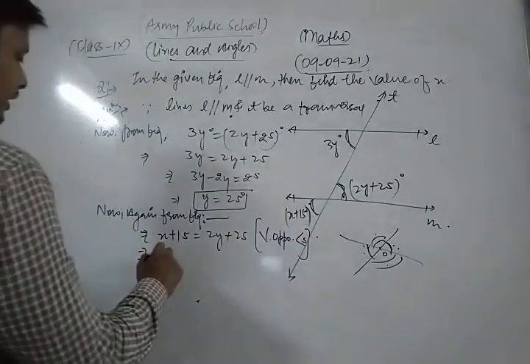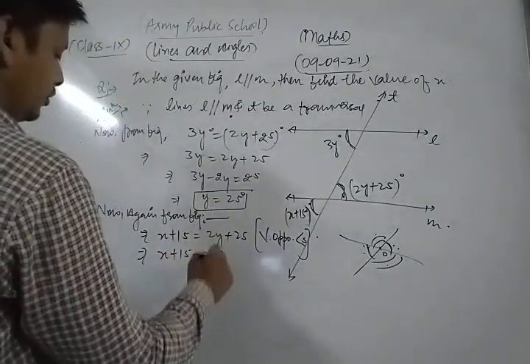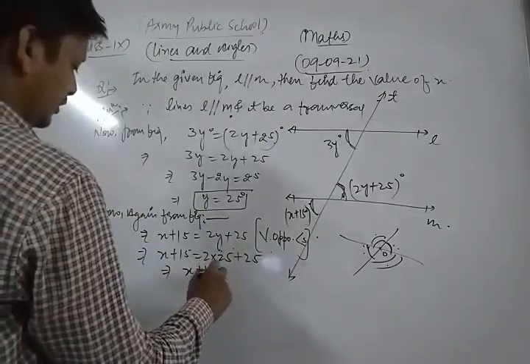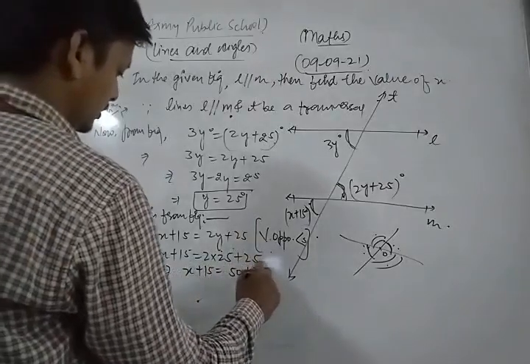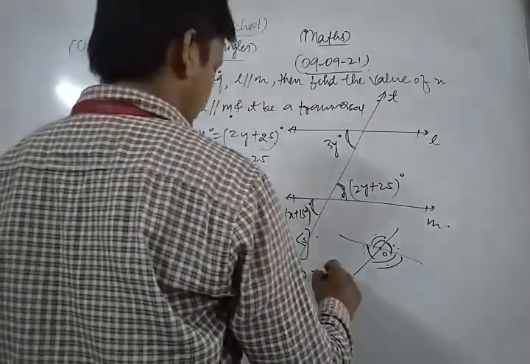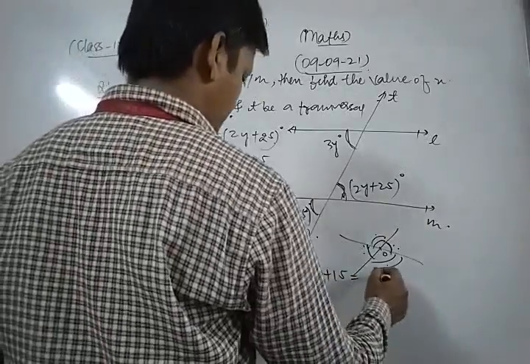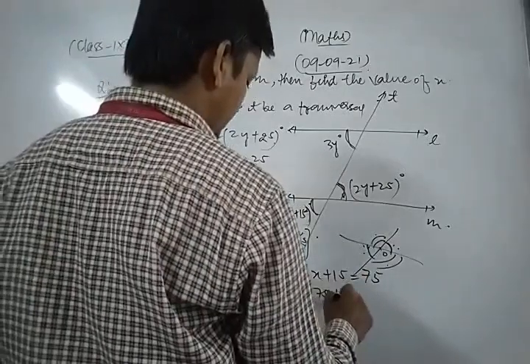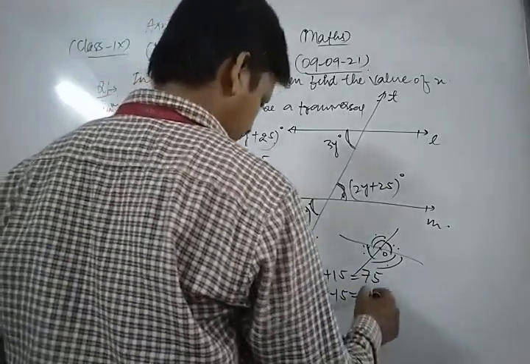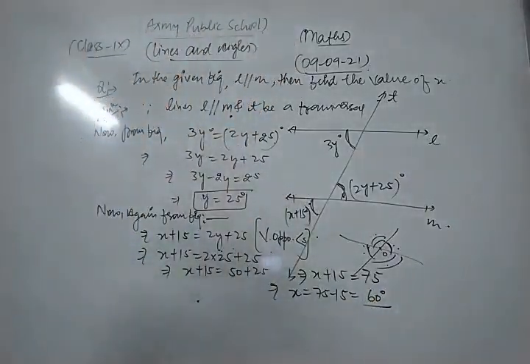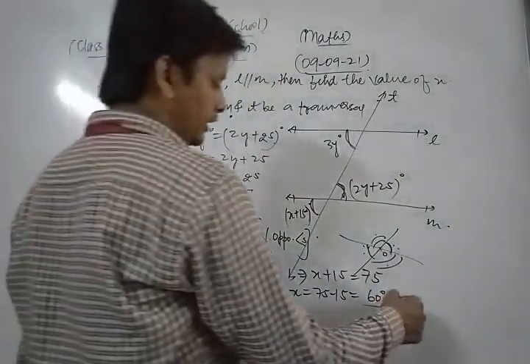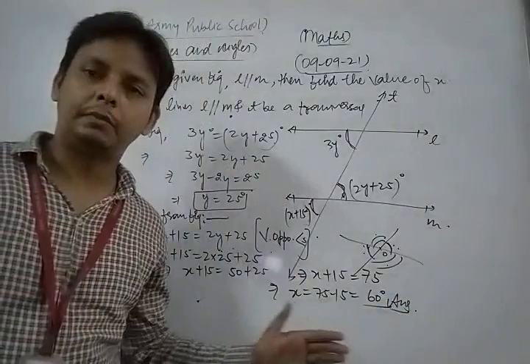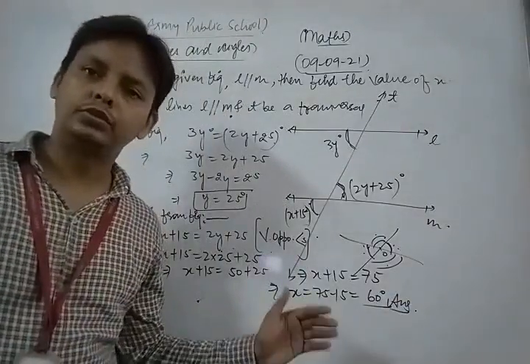Now we simplify. x plus 15 is equal to 2 into the value of y, which is 25, plus 25. So we get 50 plus 25, so x plus 15 is equal to 75. The value of x is 75 minus 15, which is 60 degrees. So the value of x for that figure is 60 degrees. This is a very important question related to your chapter.